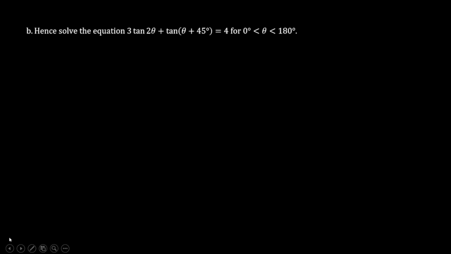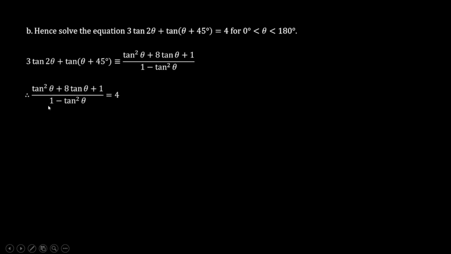We will now solve this given equation. We want to solve 3 tan 2 theta plus tan(theta plus 45) equals 4. What we'll do now is replace the left side of this equation with our result from the first section. So we have tan squared theta plus 8 tan theta plus 1 on 1 minus tan squared theta equals 4.